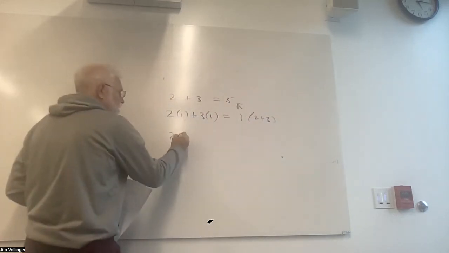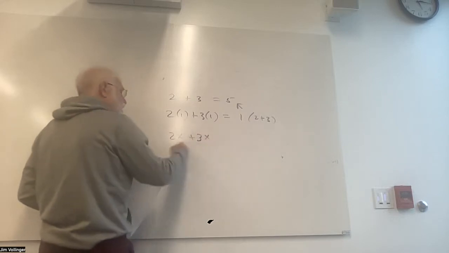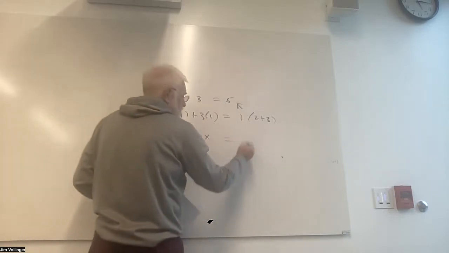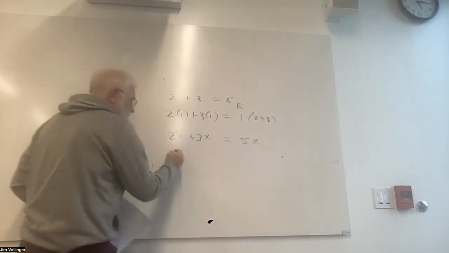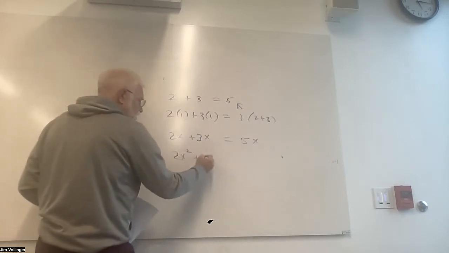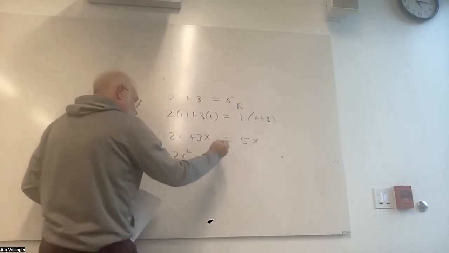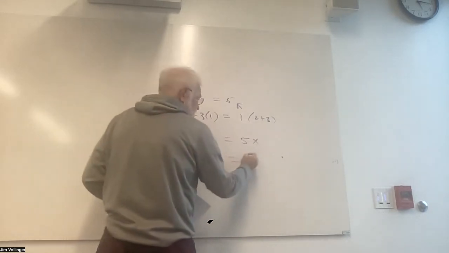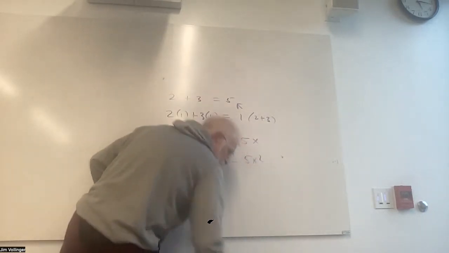All right, so 2x plus 3x. Oh, I'm counting x's. So it's 5x. How about I go 2x squared plus 3x squared? Oh, yeah, counting x squared, it's 5x squared. We've been doing this, I'm not telling you anything new.